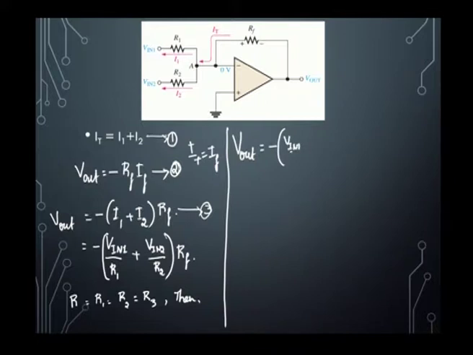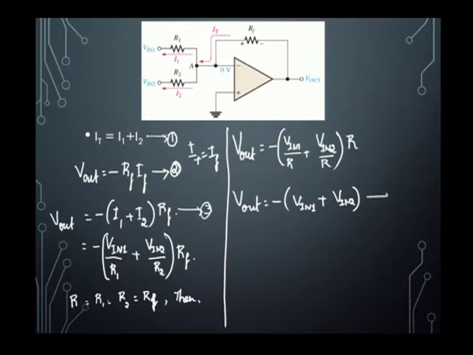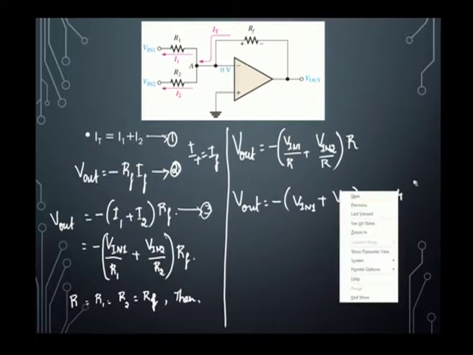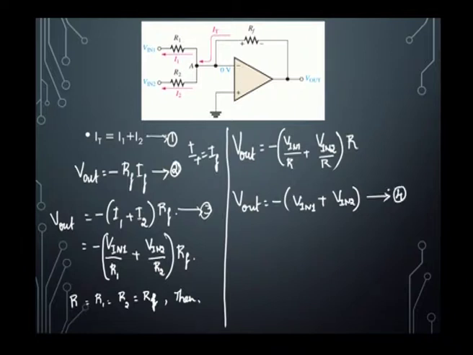Vin1 divided by R plus Vin2 divided by R, into R, since RF is also R, that is R1 equals R2 equals RF. So, Vout now, after simplification, we will get minus of (Vin1 plus Vin2). So, this is the output voltage of a summing amplifier which has 2 inputs.